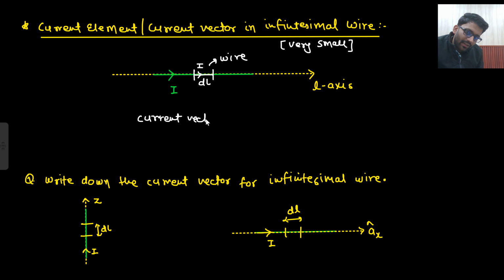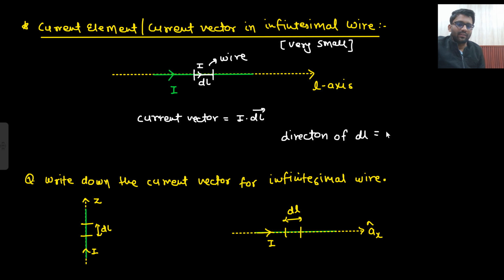My current vector would be I dl. But since it is a vector quantity, current is a scalar, and this has to be a vector. So dl has to be a vector. And what is the direction of dl? The direction of dl is equivalent to the direction of current.